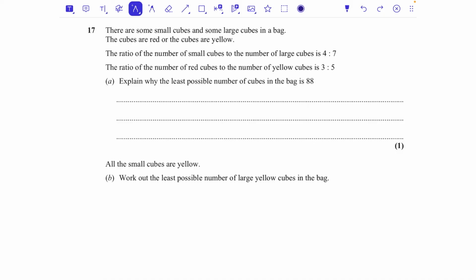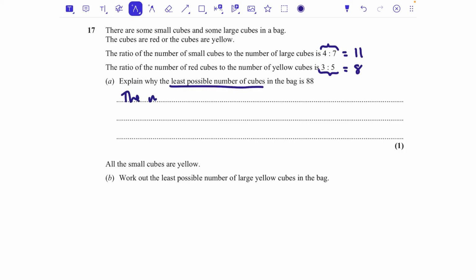So I've got 4 to 7, which means that the number of cubes must be in the 11 times table, because to be able to share the cubes, we can't have a decimal number of cubes, so they must be able to divide by 11, because we've got 11 parts there. And same with red and yellow, this adds up to 8. So the number of cubes must be divisible by 11, and it must be divisible by 8. So for the least possible number of cubes in the bag, we're looking for the first number in the 8 times table and the 11 times table.